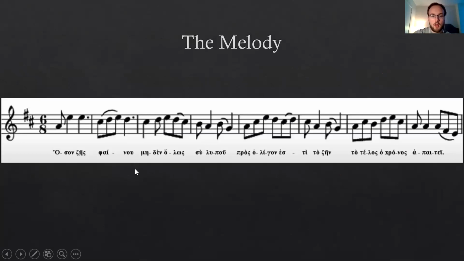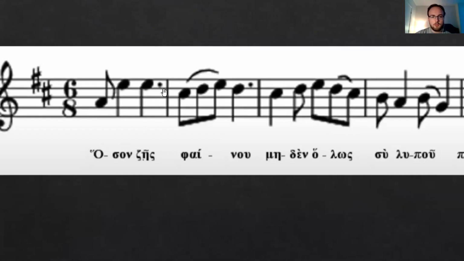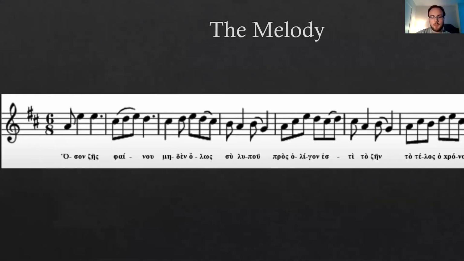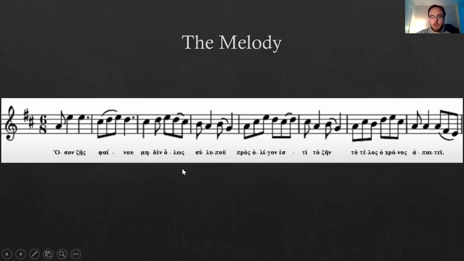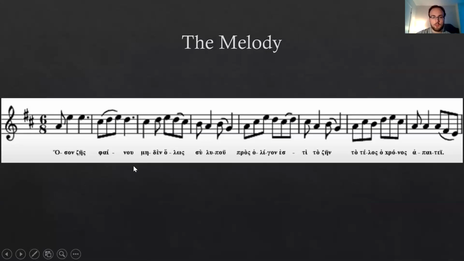If we look at how the acute accent correlates with the musical pitch, we see right here, we see the acute accent correlating with a rise in the pitch over this entire diphthong. And this gives us some indication that in the case of long vowels or diphthongs, this was a rising accent over the course of the syllable.